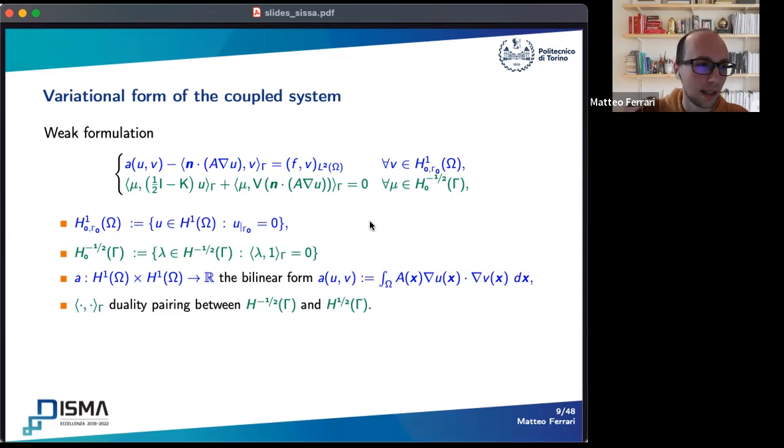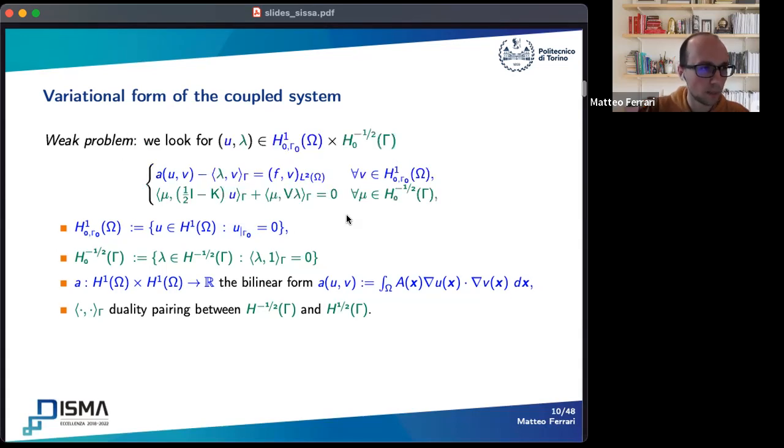Before this, we have a system of two equations. We need two unknowns. For the moment, the only unknown is u. We need to decide what the other unknown will be, and the natural unknown is this, N times A grad u. If we call it lambda, my final formulation is this. We look for u and lambda such that these two equations are satisfied, and in the end, lambda will be this N times A grad u.